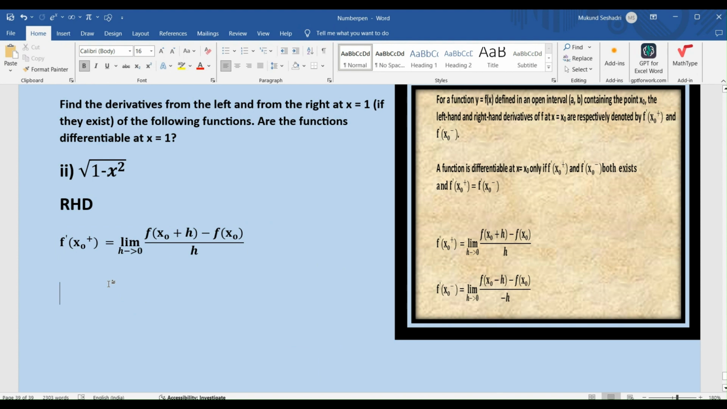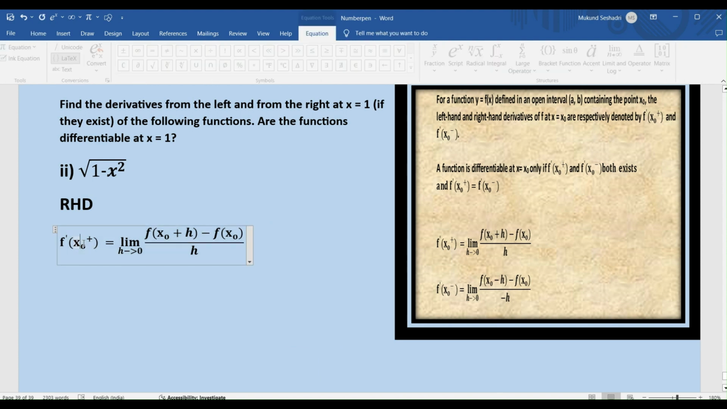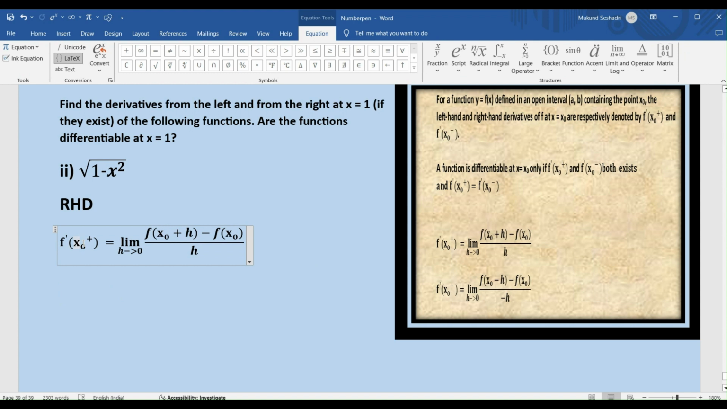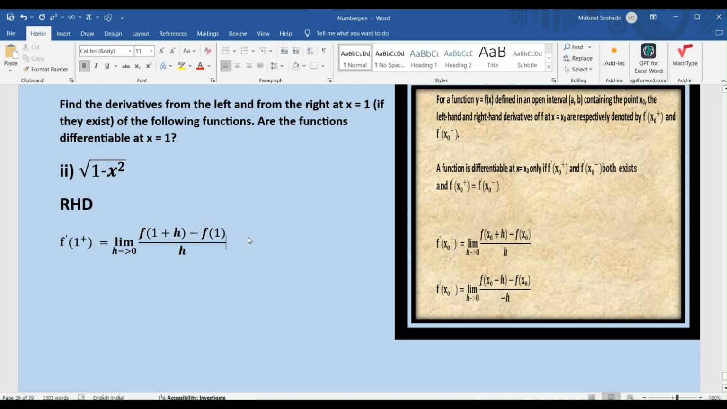My f dash of x naught plus is limit h tending to 0 of f of x naught plus h minus f of x naught divided by h, right? So my x naught is 1. I can do a substitution of x naught equals 1 wherever I have my x naught. So this is what I have. Let me move to the next line. What is my f of 1 plus h, right? My f of 1 plus h is nothing but a substitution of x by 1 plus h, right?